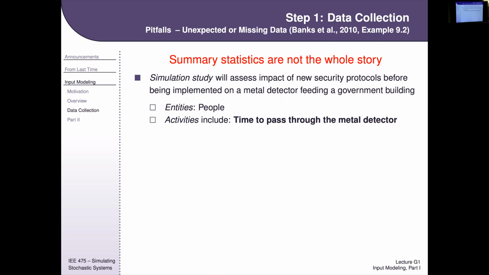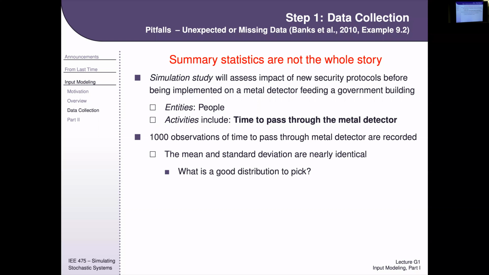The other thing your stakeholders will tell you, again usually to keep you from running a study, is summary statistics. Let's say I have a simulation study that wants to assess the impact of new security protocols being implemented on metal detectors at a government building. Again, the entities are people, and the activity is the time to pass through the metal detector. I want to run this study, and 1,000 observations of time to pass through the metal detector are recorded.